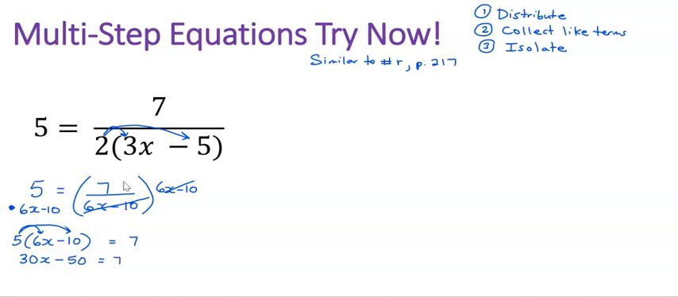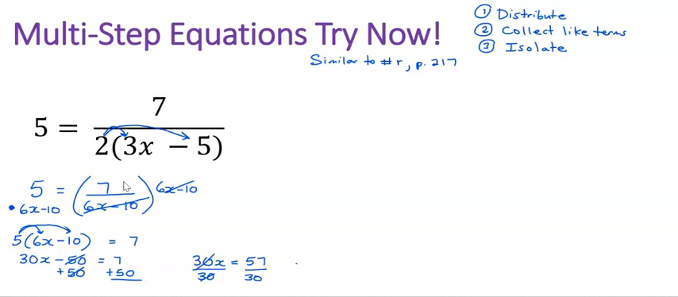Now I can start to isolate the variable by moving my 50, the negative 50, we add 50 on both sides. And so I'm just going to write it over here. 30x is equal to 7 plus 50, which is 57. And now I can isolate x through division. Divide by 30, divide by 30. X is equal to 57 over 30.